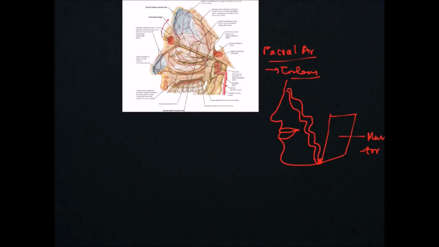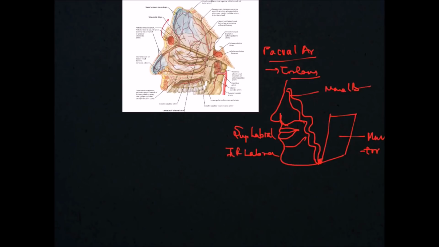It gives three branches: superior labial branch, inferior labial branch, and nasal branch. Okay, superior labial branch, inferior labial branch, and nasal branch. This superior labial branch also supplies the nasal cavity anterior-inferior quadrant.